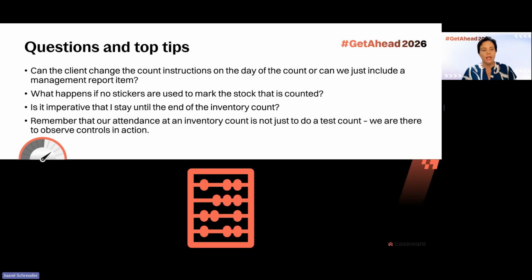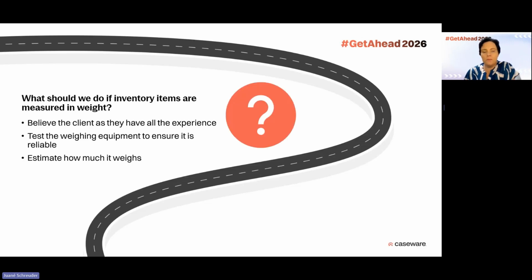Right, next up then, next poll is, what should we do if inventory items are measured in weight? Well, we don't carry a scale around with us, right? And you shouldn't have to. Should we believe the client to say, yes, everything's fine. We've checked it. We know that it's weighing correctly. They've got all the experience. It is their stock after all. Should we test the weighing equipment to ensure it is reliable, or should we just kind of guess, estimate how much it weighs? What is the best way to deal with this one?